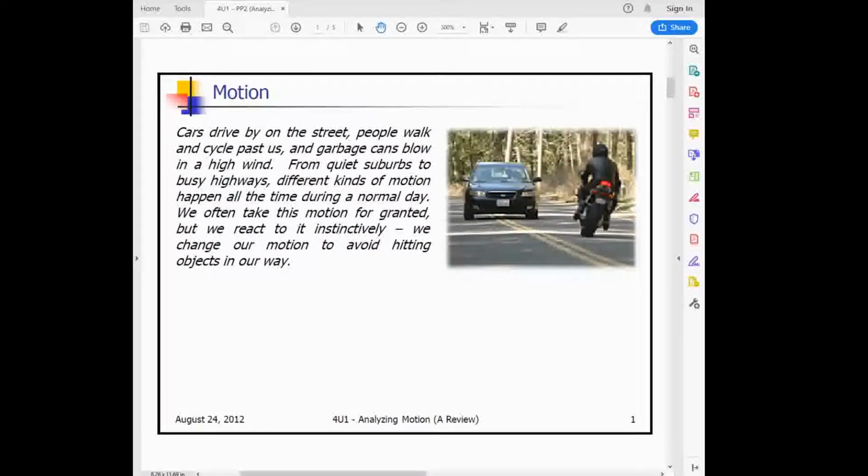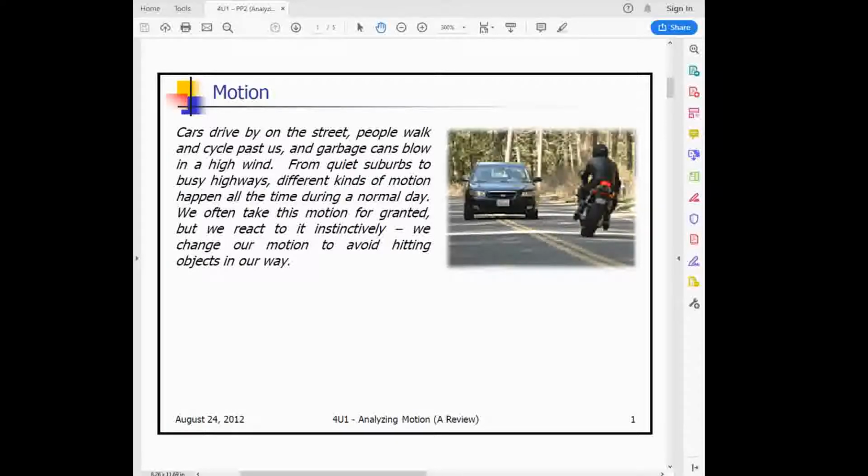So we often take motion for granted, but we have an innate understanding of motion. For example, you have enough experience observing basketball to know that if you throw a basketball, it follows a parabolic arc. You also react instinctively to motion. If a car is moving towards you, you'll instinctively avoid the car and react.